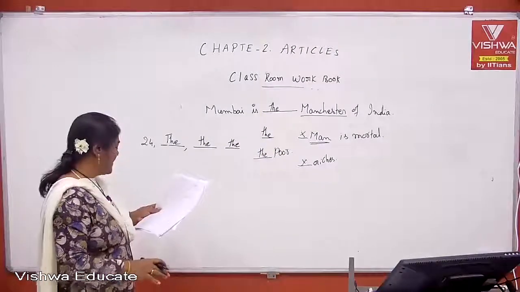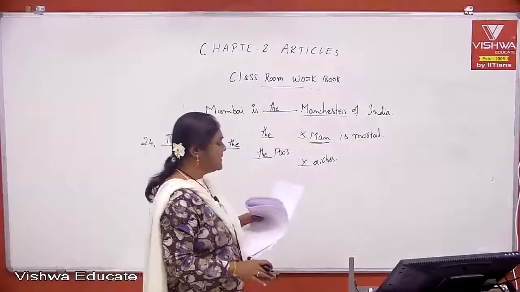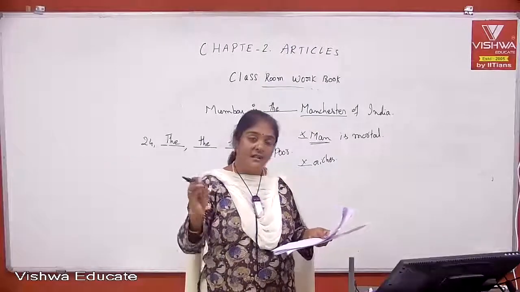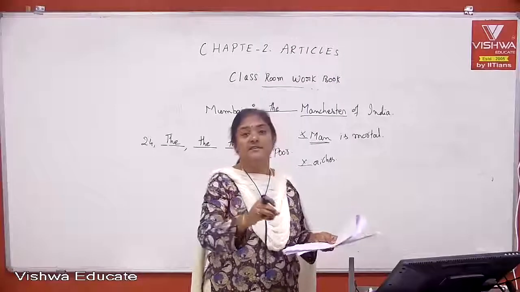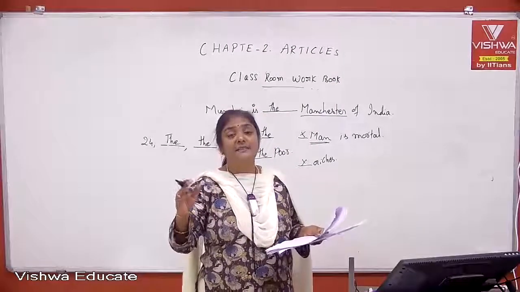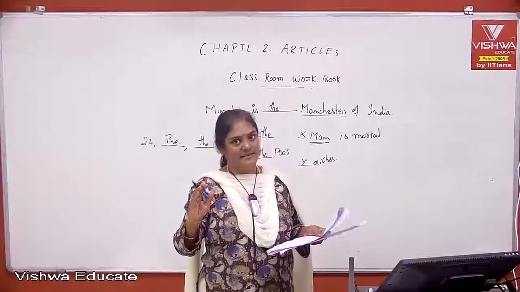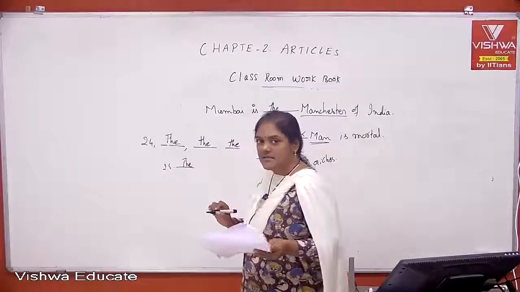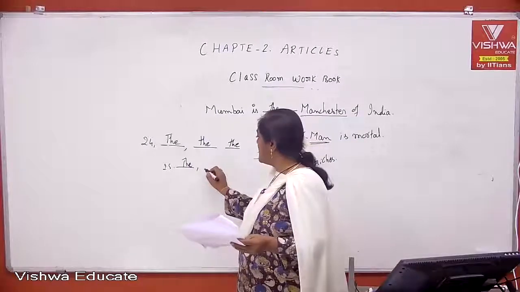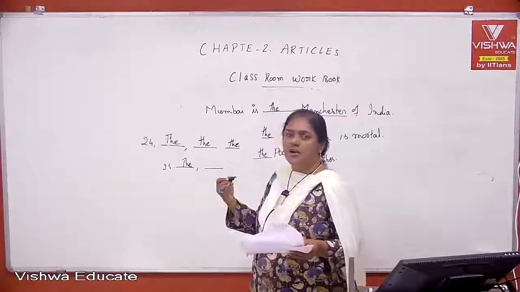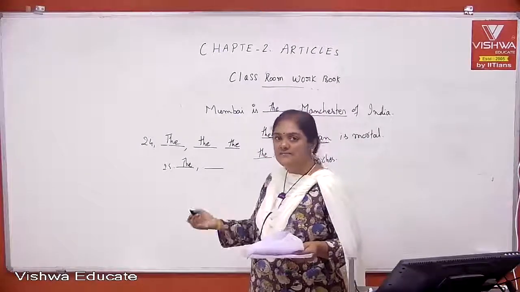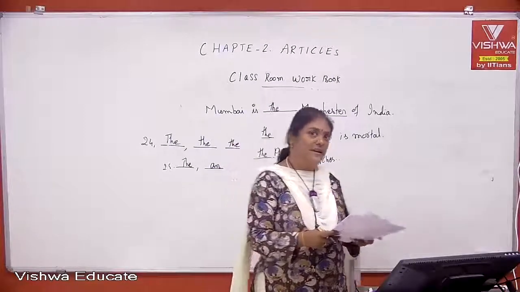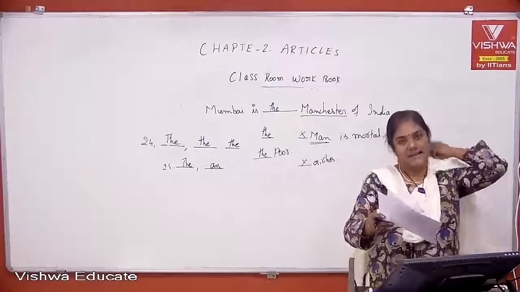Now, last one, Ramayana. What is Ramayana? Ramayana is an epic. Epics take the definite article. The names of epics take the definite article before them: the Ramayana, the Mahabharata, the Iliad, like that. So in the 25th question, the first blank is the definite article, the Ramayana. And the second one is before a common noun beginning with a vowel sound, epic. Therefore, we take an. So the Ramayana is an epic.